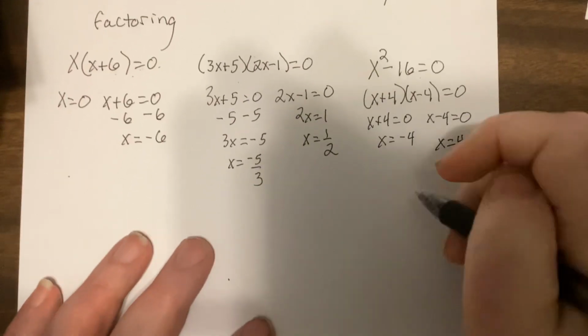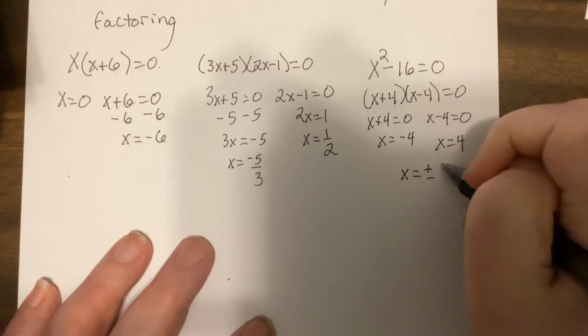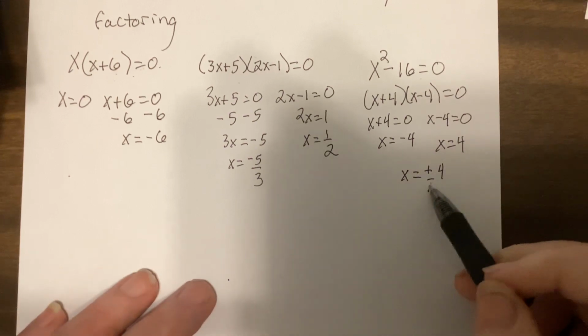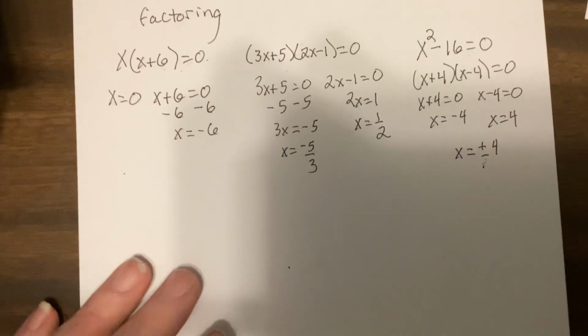Now you can write this in a little shortcut method. x equals plus or minus 4, a new symbol, plus or minus. I don't know if it's that big of a deal, but there it is.